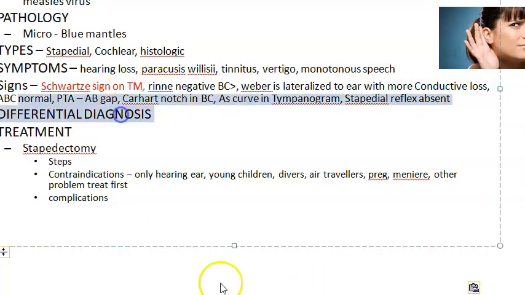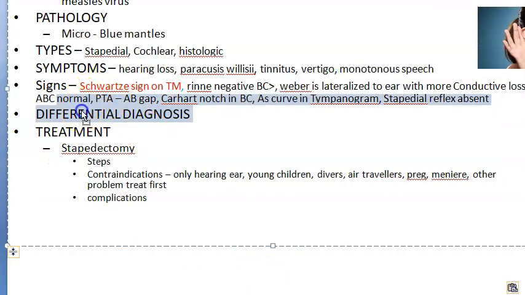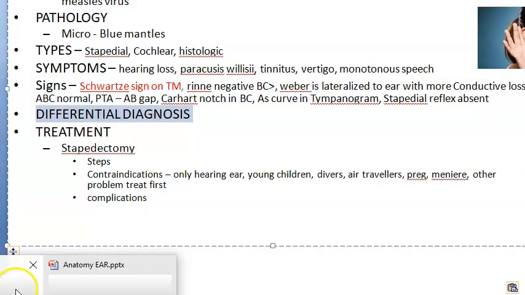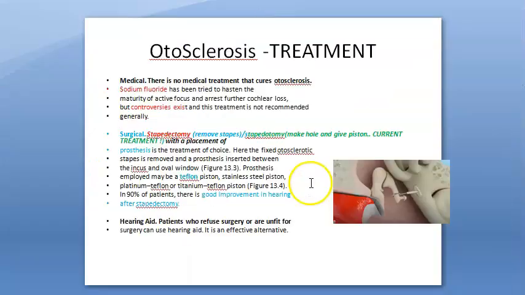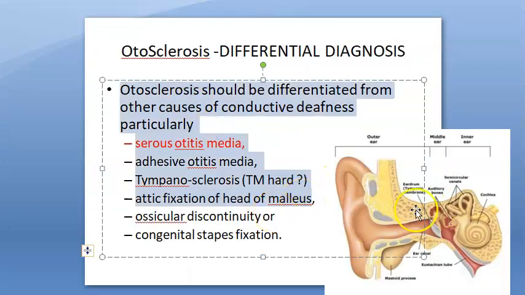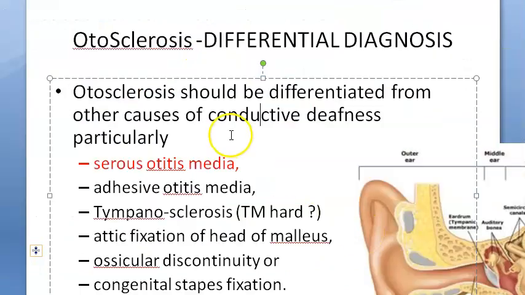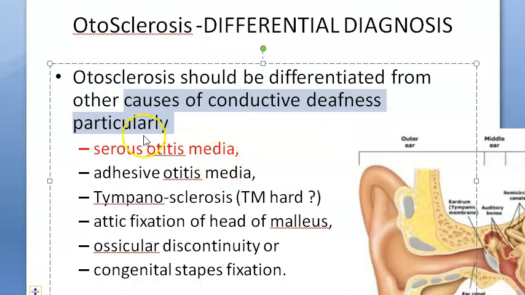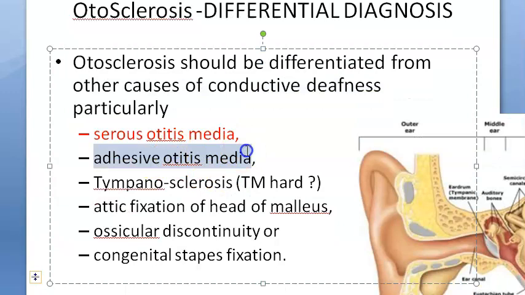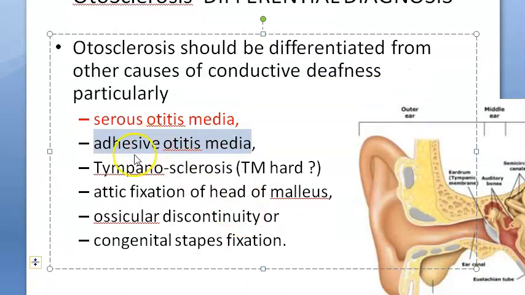Now we are moving on to differential diagnosis. In differential diagnosis, what should you differentiate this condition from? You should differentiate this from other causes of conductive deafness, obviously. So other causes of conductive deafness will be what? Serous otitis media, adhesive otitis media. The tympanic membrane itself became hard, tympanosclerosis. The malleus is affected actually. The fixation of the head of malleus.